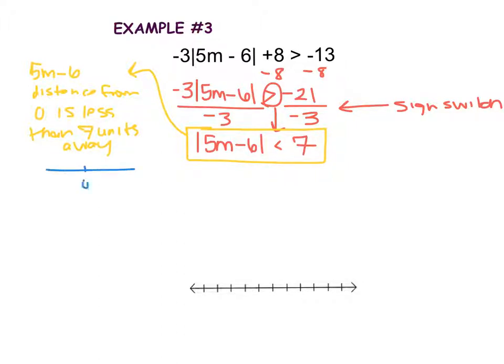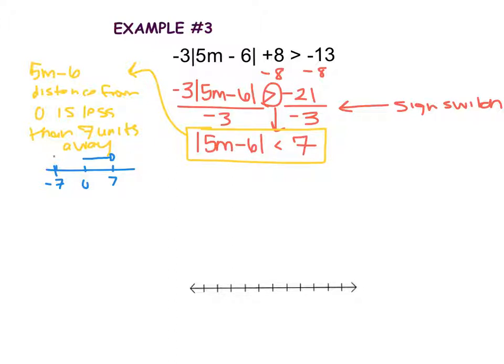So if I draw a little sketch of this, I have 0, 7, and -7. What I think through is that I can't be more than 7 units away from 0. So I can start at 0 and I can go all the way up to, but not including 7. But I can't go further than that. If I go beyond 7, I'm more than 7 units away from 0.